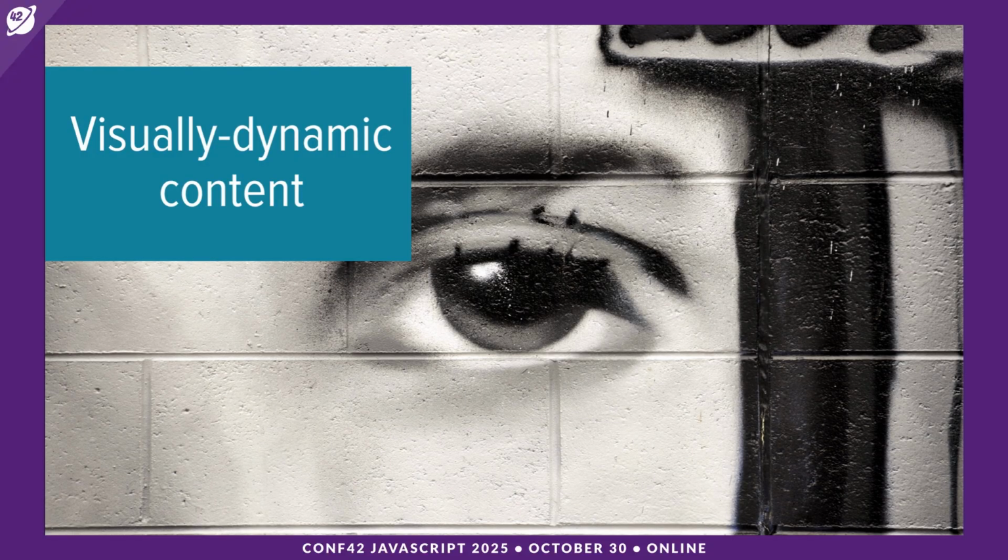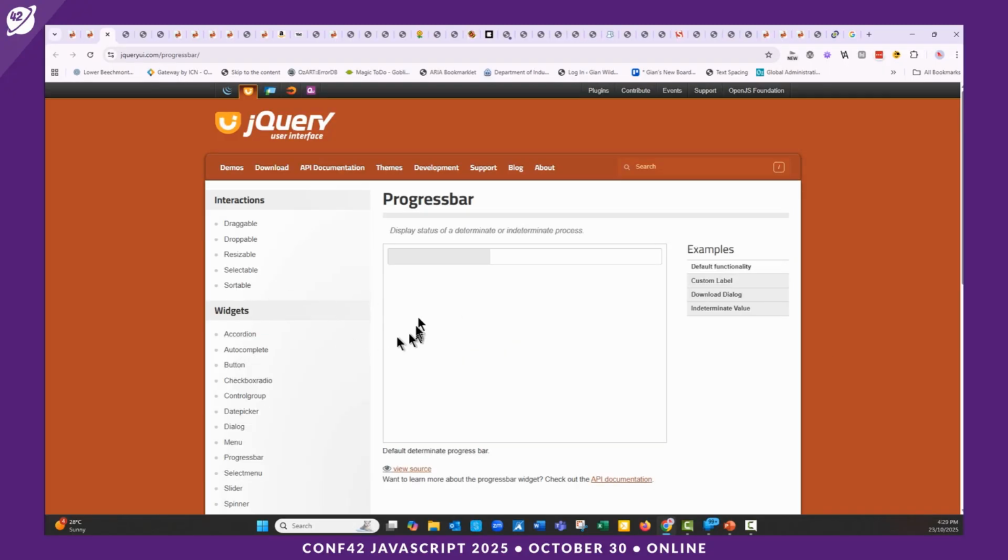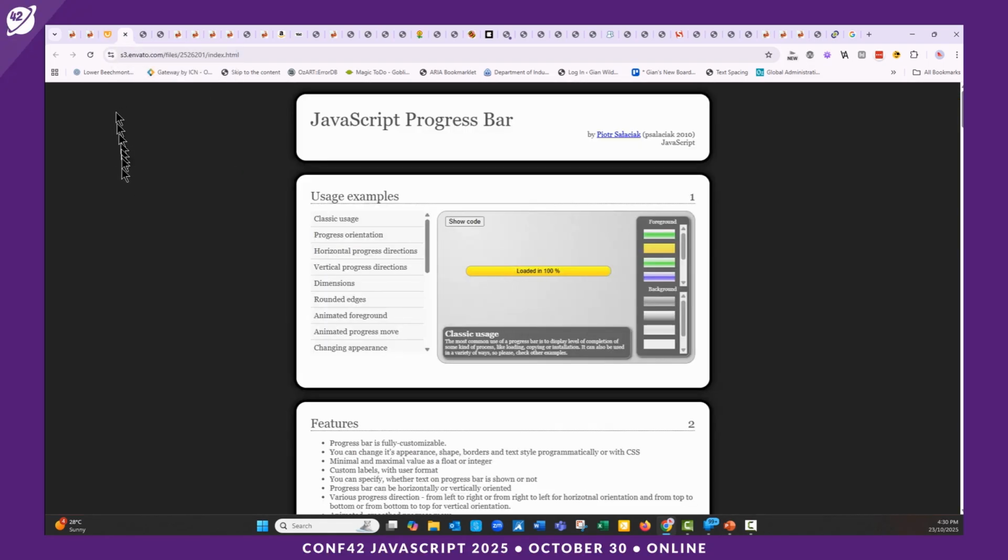The other issue is visually dynamic content. Of course, we saw the visual progress meter that the Accessibility Oz fact sheets have. I just want to show you an incorrect example. And this is an incorrect example. As you can see, it does display the status, but it does so using only a visual medium, and color contrast doesn't really work either. This is a much better progress bar. As you can see, you've got text. Of course, it changes quickly, but that's okay. And that is a more accessible progress meter.